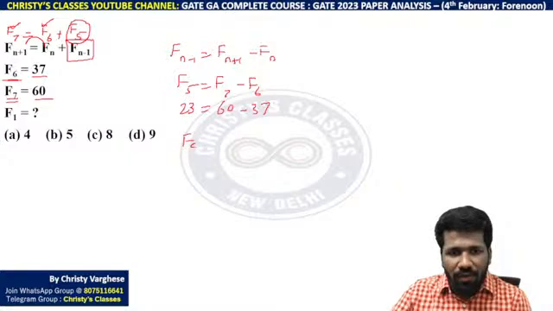In the same way you can find f of 4 now. f of 4 will be f of 6 minus f of 5. f of 6 minus f of 5. f of 6 we know already.